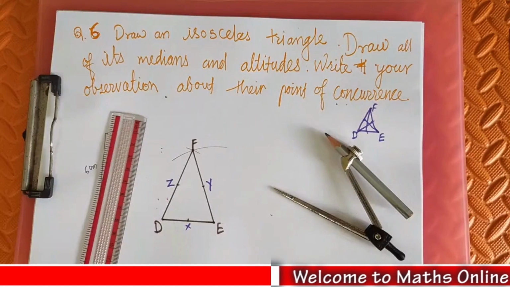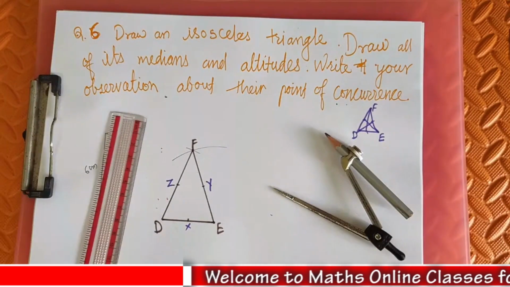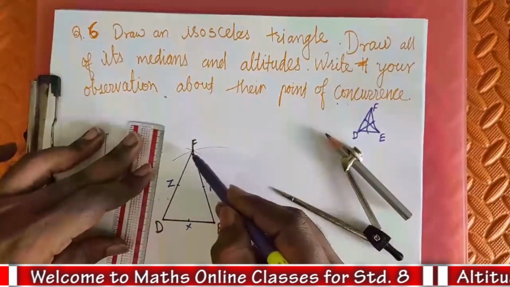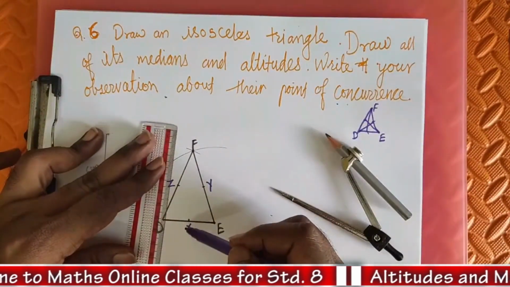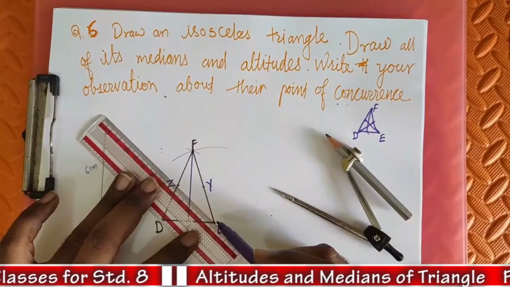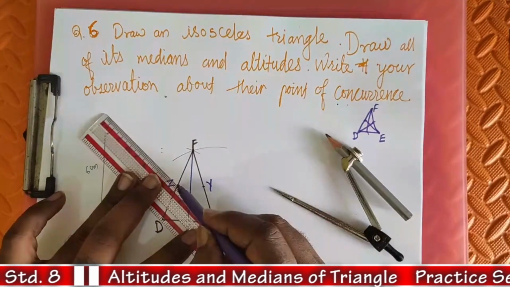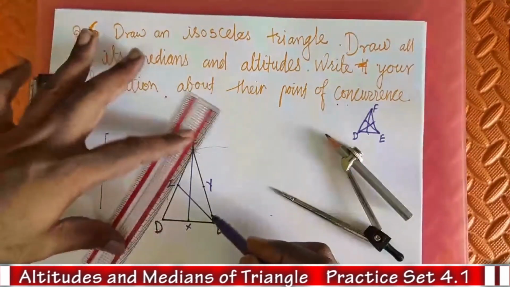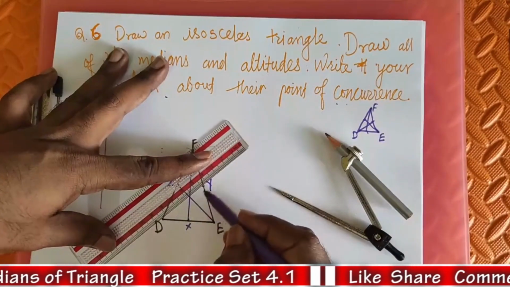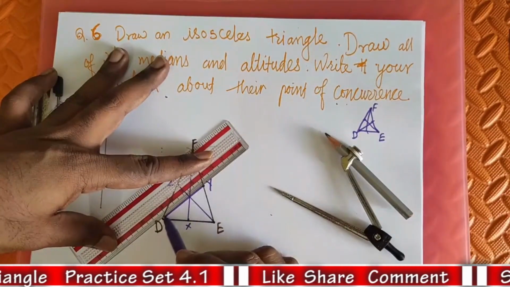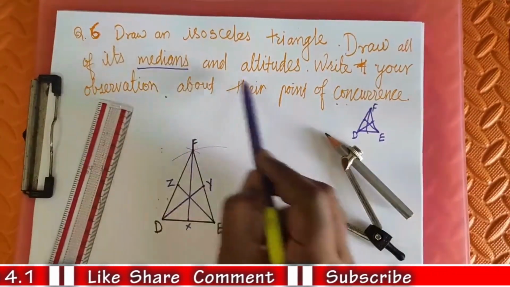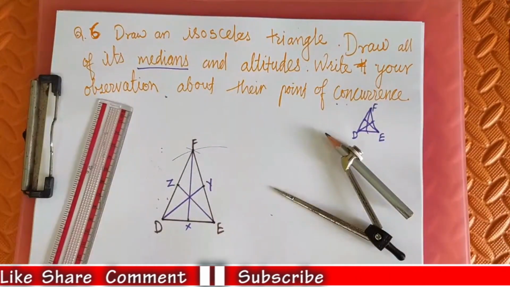First we are drawing medians as we have 3 midpoints. See it carefully. I am joining vertex F and midpoint. Join these 2 points and these 2 points. We have drawn medians. Now we have to draw altitudes.